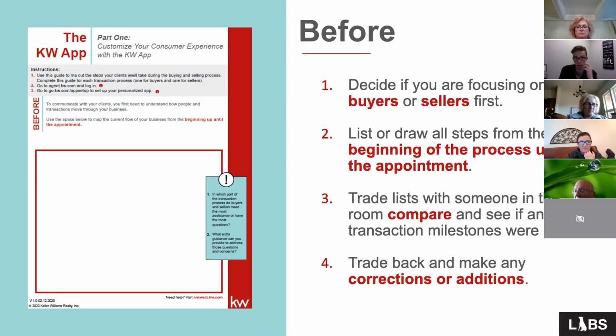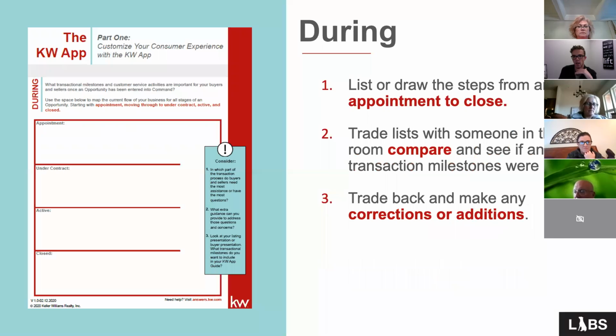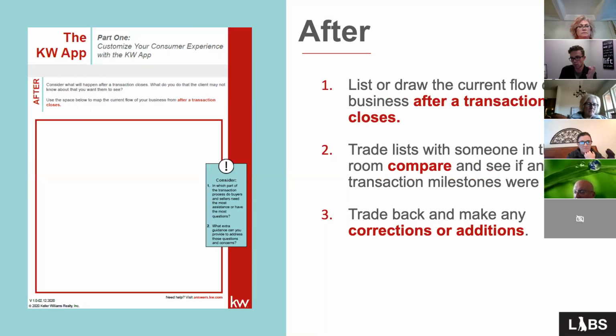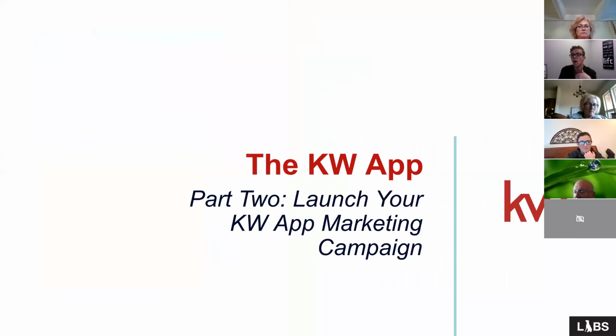So this is kind of what I was saying, is you can dive in and I would write down everything that happens throughout that transactional process before, during, and after a transaction closes. And then you go into go.kw.com/app setup, and that's where you'll build out those guides. So you'll build out your buyer's guide and your seller's guide with all of the steps of that transactional process for your clients. Any questions on setting up your guides?